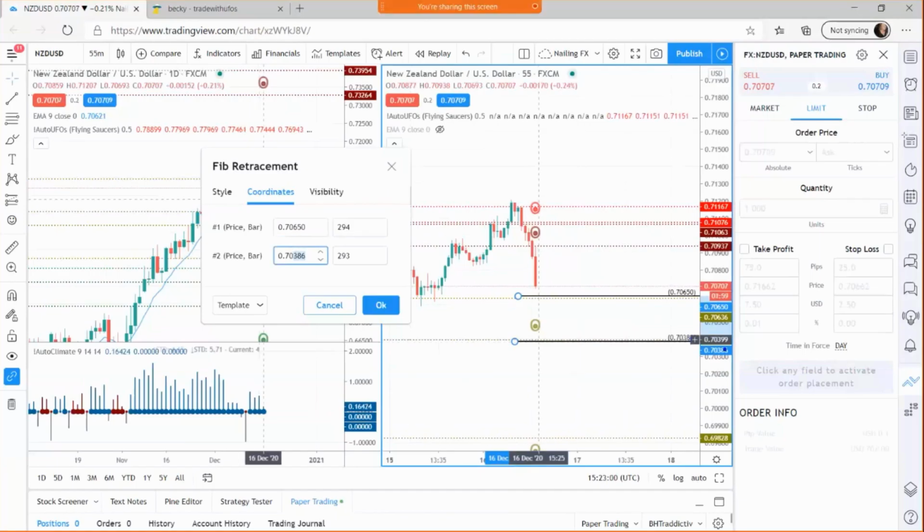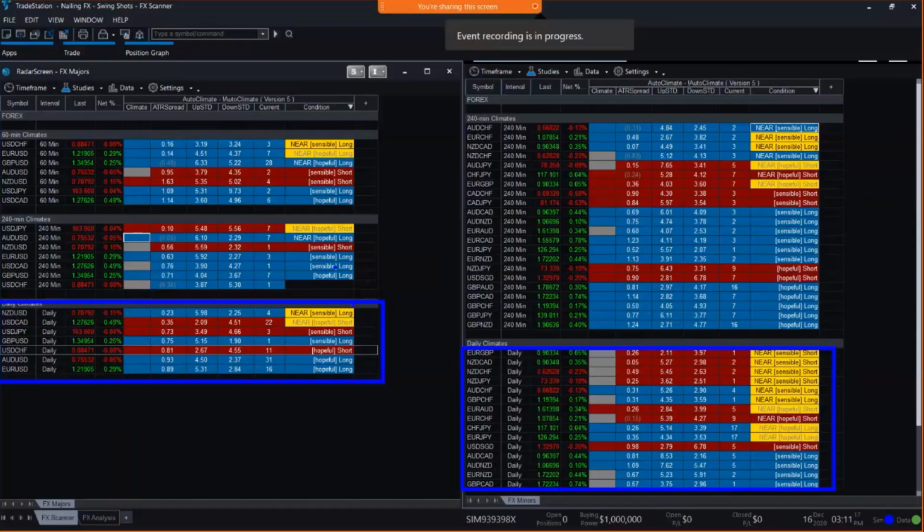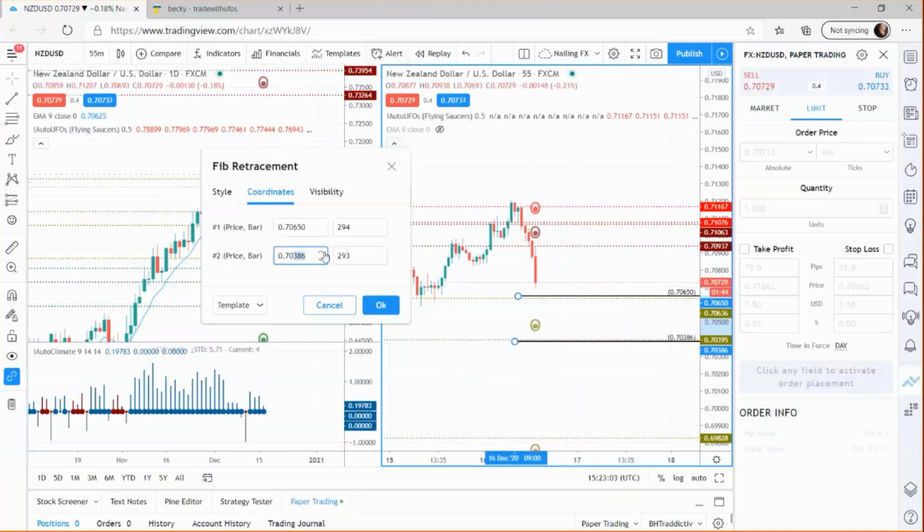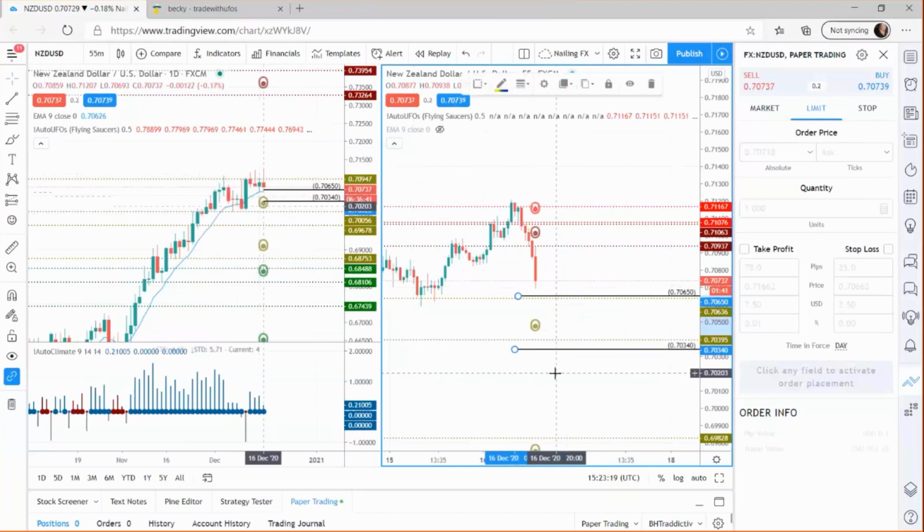My stop, once again, I'm going to use the value given to me by the UFO. So that is 0.7039. So I'm rounding it down there. I'm now then going to take off 5 pips, give it a little bit of wiggle room. So that's 0.7034. If I click OK, you'll notice that my Fibonacci lines have just moved to do that.